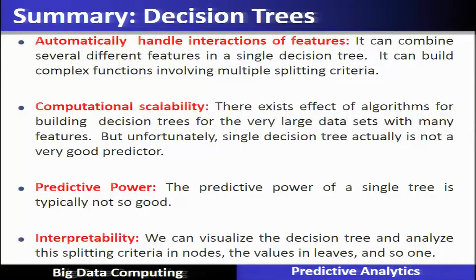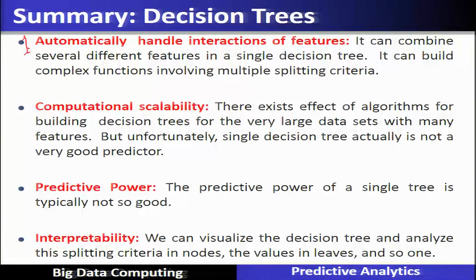Now, it can build complex functions involving multiple splitting criteria. So, that means if the tree is very big, obviously it is built based on very complex functions. All these things are automatically handled as far as the interaction of the features is concerned. That is the important aspect of the decision tree which we have covered.